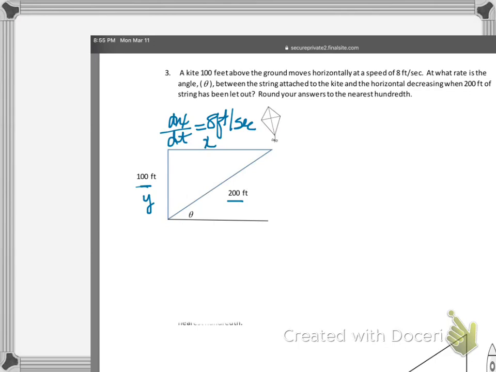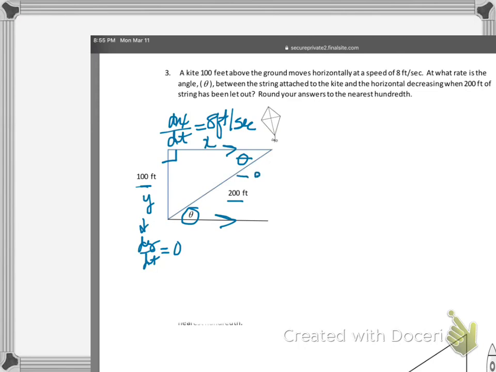Okay, so you see this angle right here? The ground and the kite are parallel, and the hypotenuse of that right triangle acts as a transversal. Therefore, the angle I just circled in blue can be placed inside the triangle, which is really helping us because that's where we need it. Another thing I know, dy dt is 0 because the kite is always at the same height.